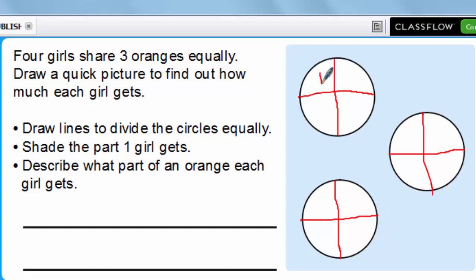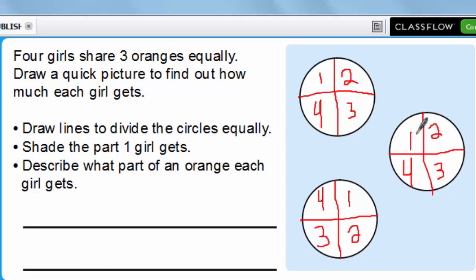So girl 1, girl 1, girl 1, girl 2, girl 2, girl 2, and then we have 3, 3, and 3, and then we have girl 4, and girl 4. So we divided the circles equally. We're going to shade how much one girl gets.